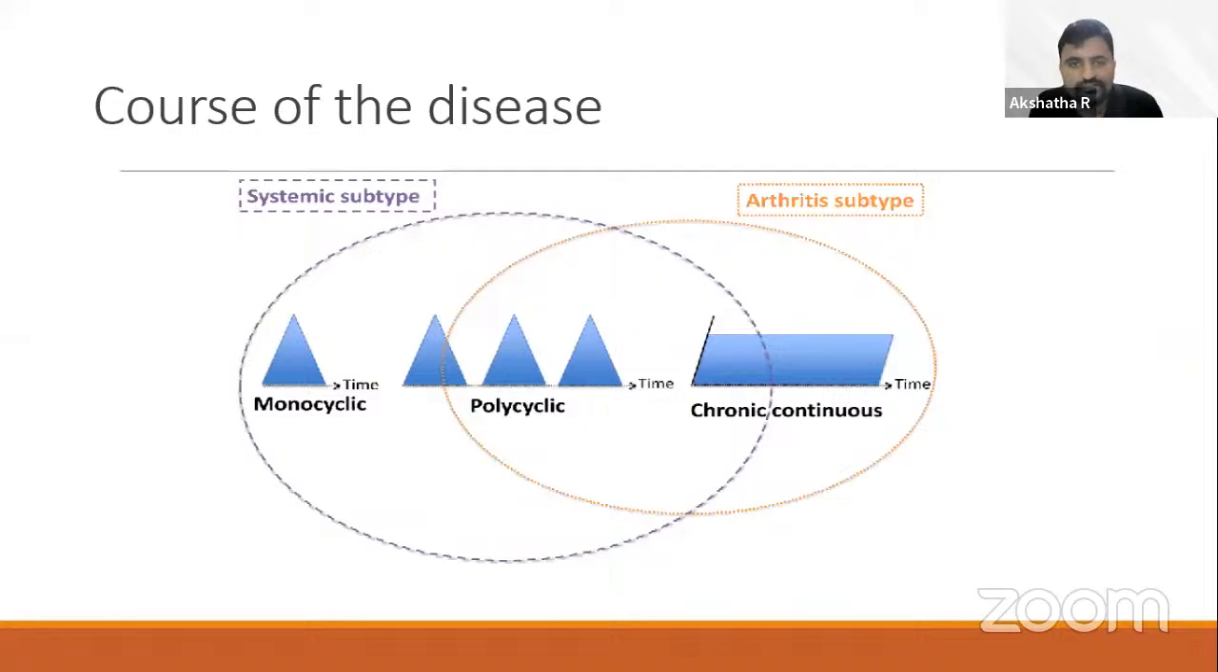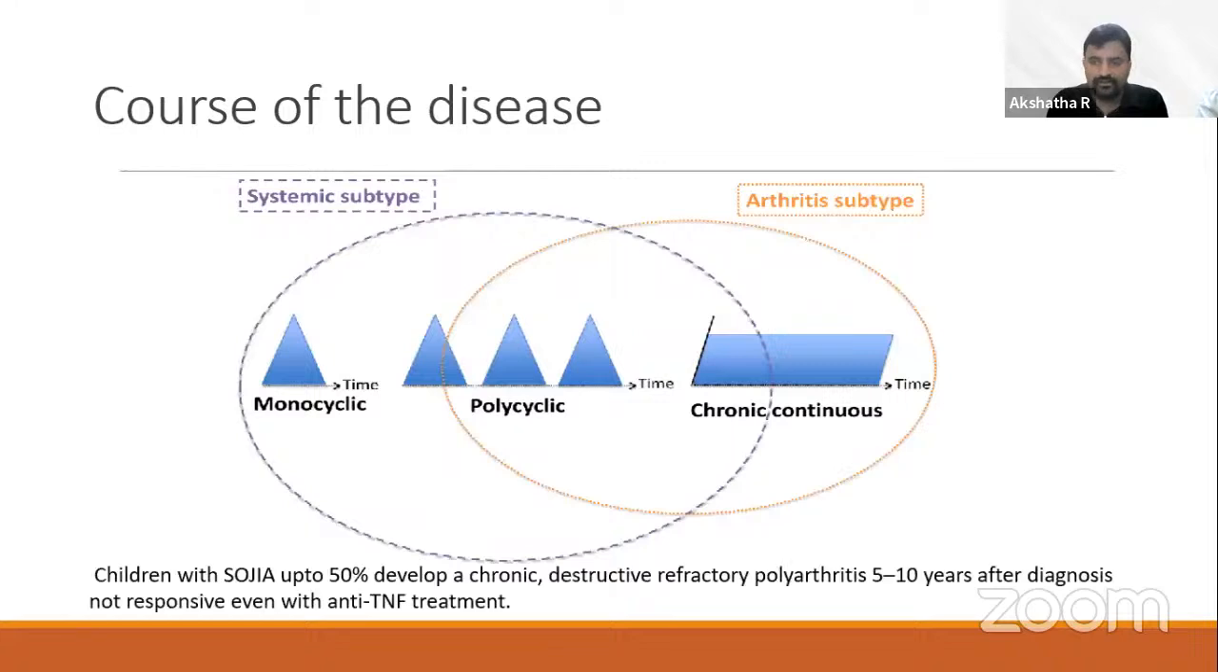Adult onset Still's disease can have various presentations. It can present with a single episode like a monocyclic illness, or it can have polycyclic illness, or it can have a chronic continuous presentation, wherein arthritis is chronic and fever comes on and off. In children with systemic onset JIA, up to 50% of patients can present with chronic polyarthritis, which is even refractory to various drugs, including anti-TNF treatment.